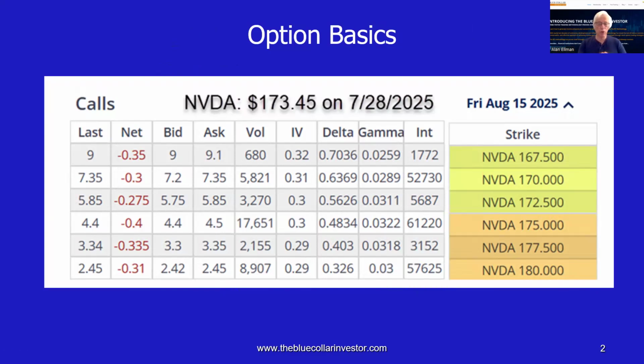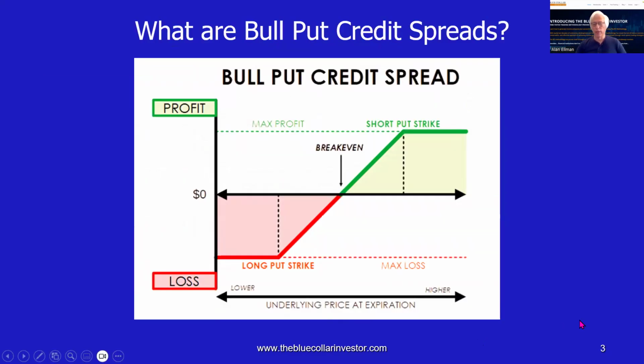First, as always, we start off with option basics. On this screenshot, we'll talk about how to read an option chain, and much more. Then we're going to introduce the two stars of the show, the bull put credit spread, which we use in normal to bull market environments, even sideways trending markets. We benefit when the price of the stock stays strong.